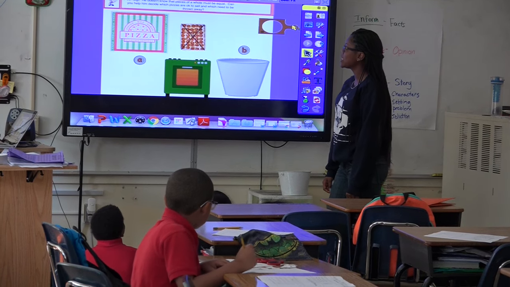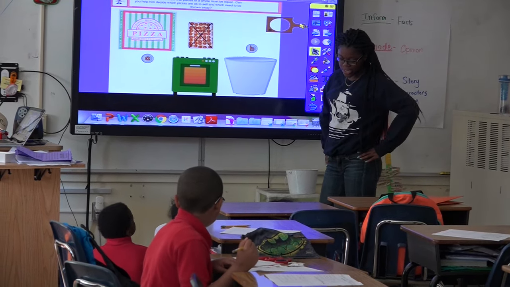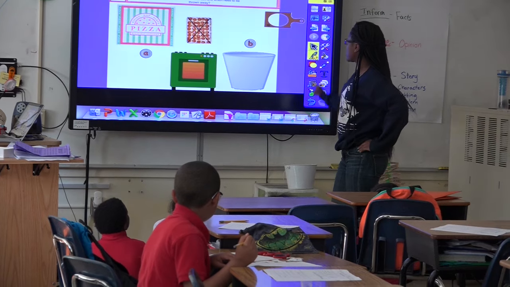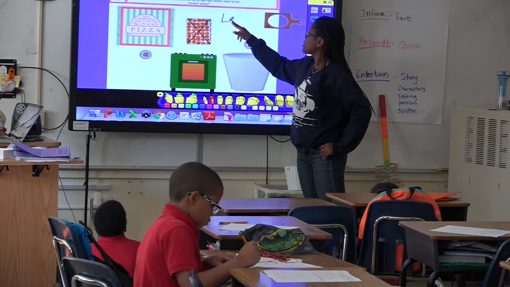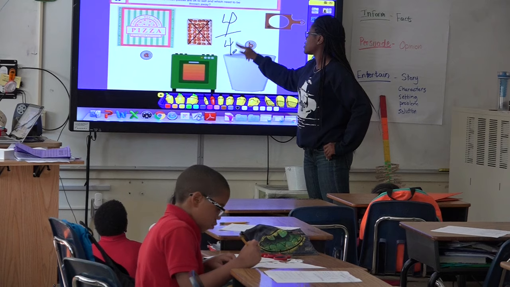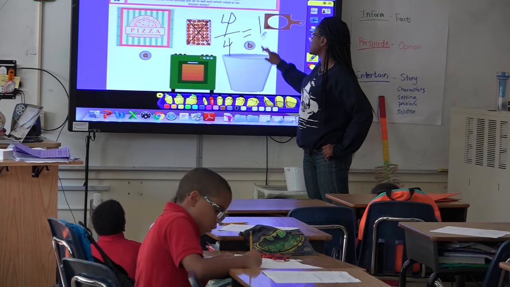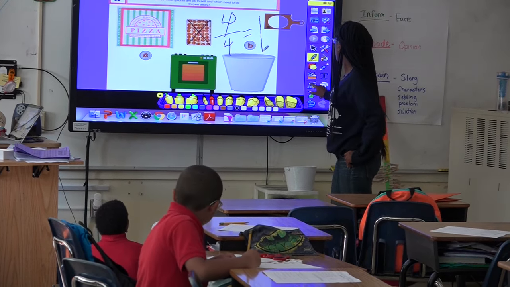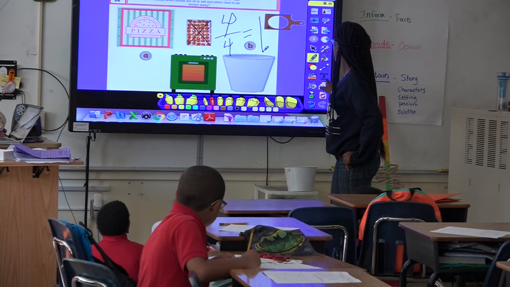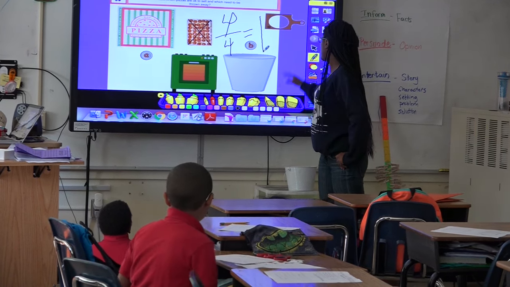Oh! Are we keeping this pizza? Yes. Why? Because it's equal. What fraction is represented by these pizzas? 4/4. Of course. And it equals? One whole. I want to do something, but I'll wait.